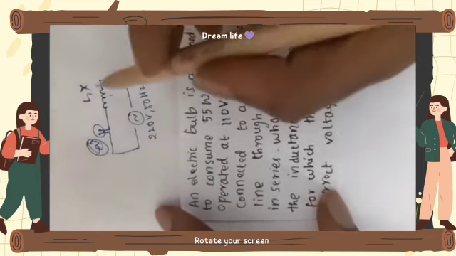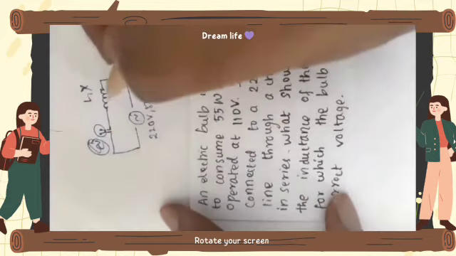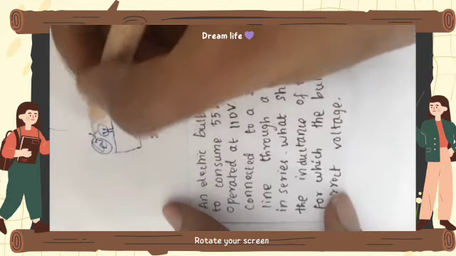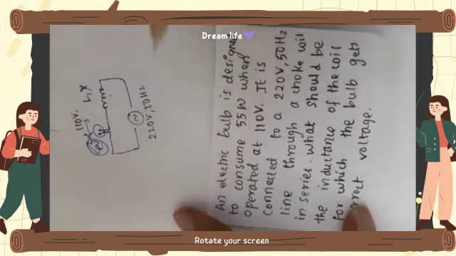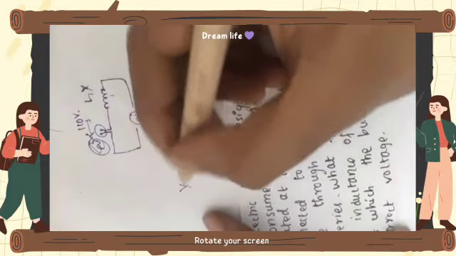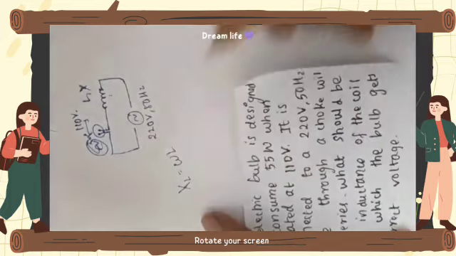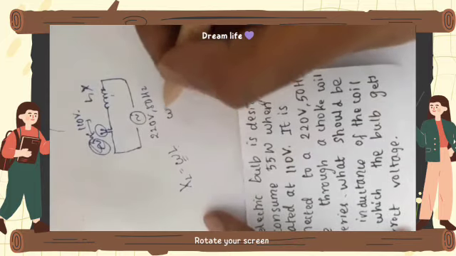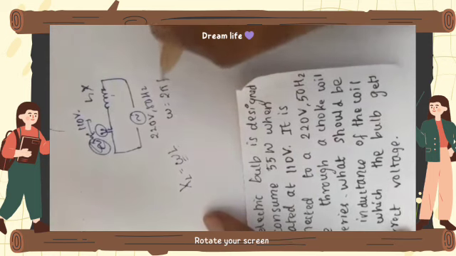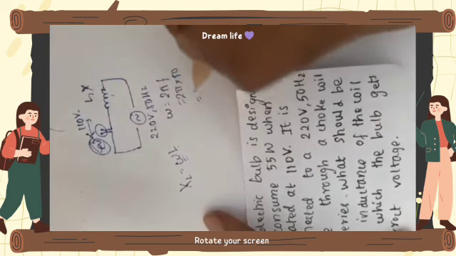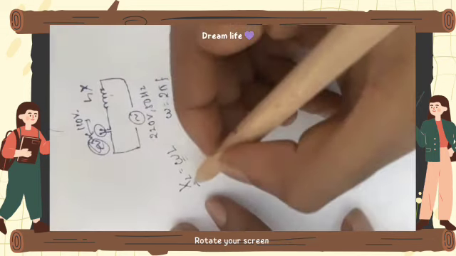So we have to find this inductance L such that this bulb gets the rated voltage, that is 110 volt. For that we have to find XL, because only in the formula of XL we have inductance. So from this we can find inductance. We also have to know omega, which can be easily found because the frequency is given as 50 Hz. So 2 pi f, that is 2 pi into 50, will give you 100 pi. We also have to find this XL.